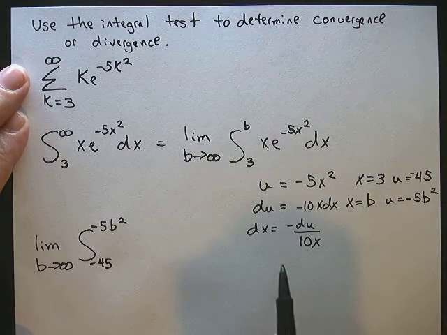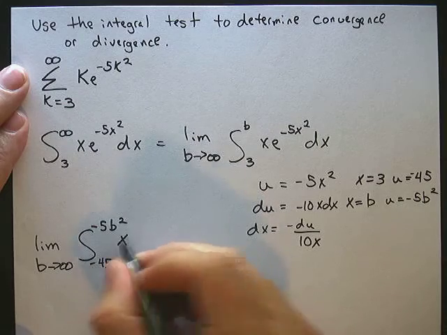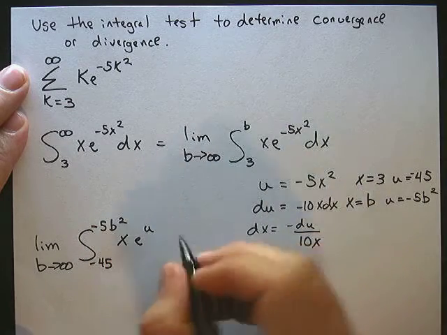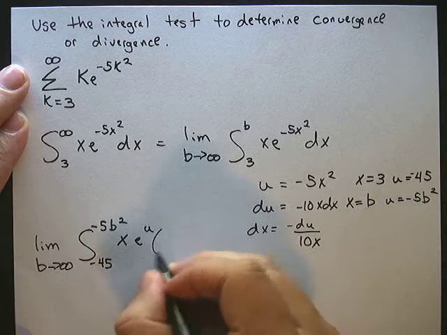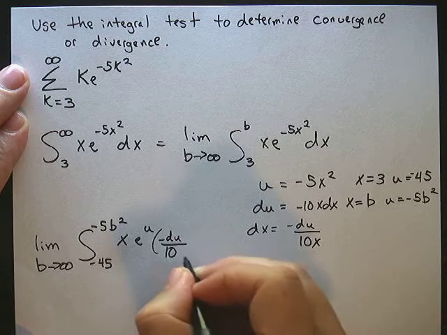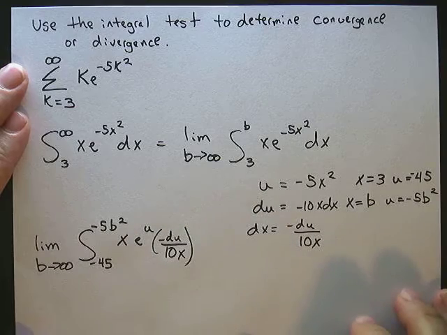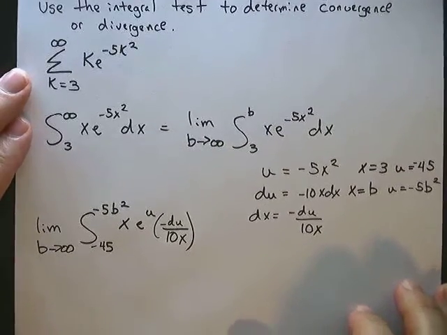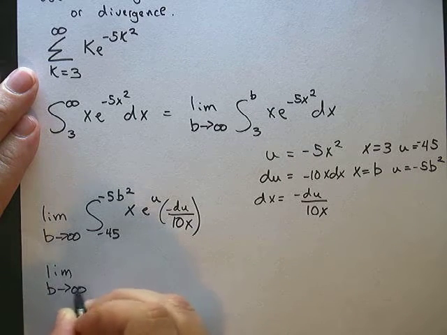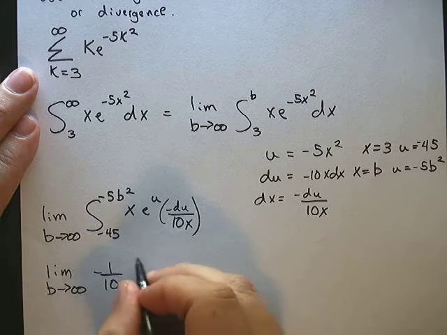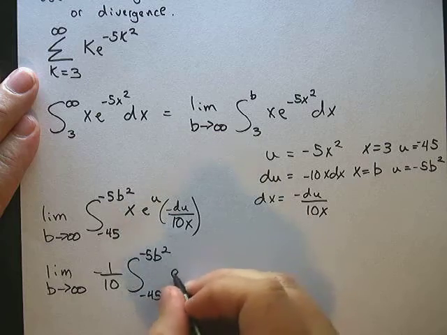Now we'll rewrite it in terms of u. We made this exponent the u. The x is still there, so x e to the u, and dx we said was negative du over 10x. The x on top and the x in the denominator will cancel, and then the negative 1/10 can be put out front. So we get the limit as b approaches infinity of negative 1/10 times the integral from negative 45 to negative 5b squared of e to the u du.